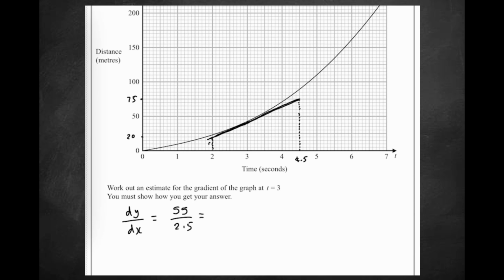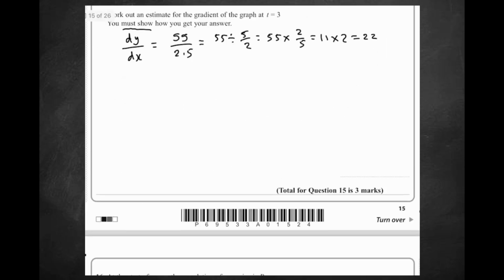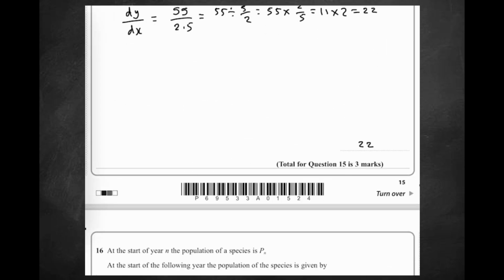55 divided by 2.5. 55 divided by 2.5 is going to be the same as 55 divided by 5 over 2, which is the same as 55 times 2 over 5. 55 divided by 5 is 11, so we're going to say that is the same as 11 times 2, which is 22, which does fall within the range of the mark scheme, but it's an estimate anyway. So as long as you fall between 22 and 28, and you've drawn the tangent, because you must show how you get your answer, then you should be okay. 22 is my answer.